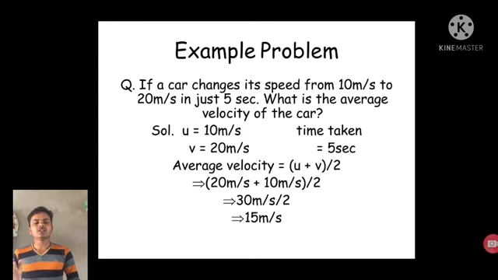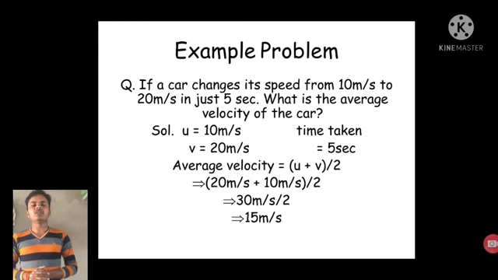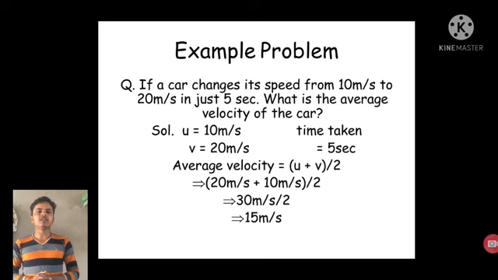So here 10 meter per second is the initial velocity and 20 meter per second is the final velocity, and the total time taken was 5 seconds. We know the average velocity is u plus v divided by 2. So 20 plus 10 divided by 2, 30 divided by 2, 15 meter per second is the answer to this question. So this is the video in which we discussed some topics about motion.